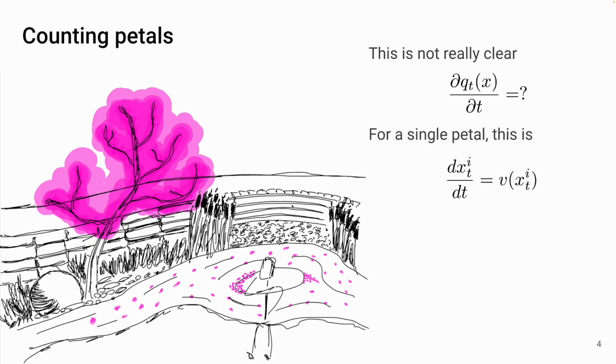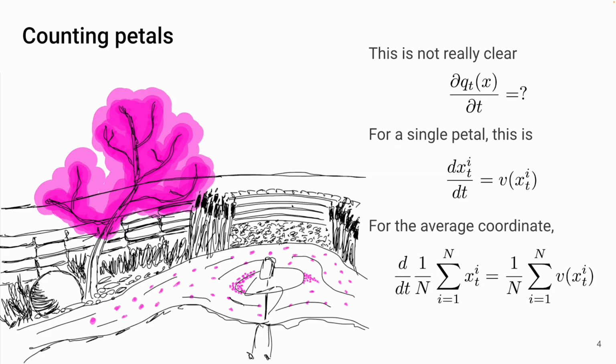For instance, for a single petal, we know that its coordinate changes in time according to the following differential equation. So the time derivative of the trajectory has to be equal to the vector field at this point. Even for many petals, we can say that we know how the average coordinate changes in time. Indeed, the time derivative is a linear operation, so we just put it inside our sum, and we get the average over the vector fields at these points.